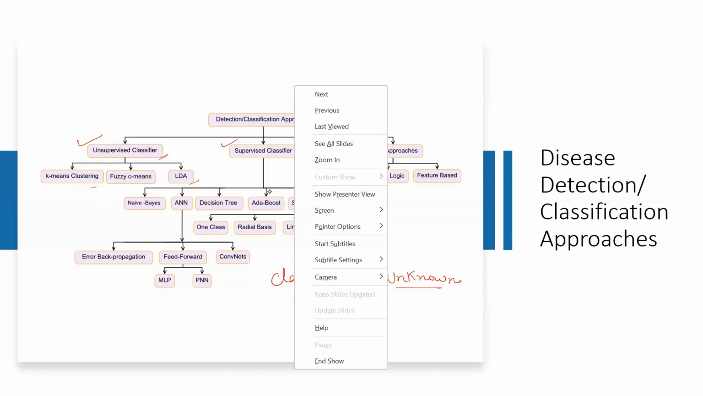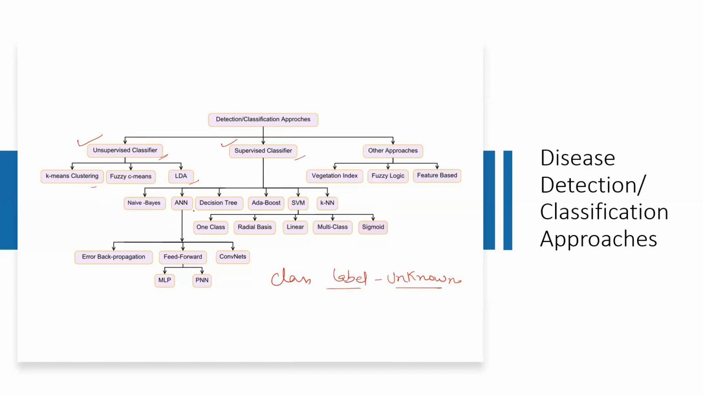In the case of supervised classifiers, we have naive-Bayes, ANN, decision tree, AdaBoost, SVM, KNN. So many classifiers we have. Depending upon the type of data and the type of requirements, you can select whether a convolutional network is important to you, whether a feed-forward network is important to you, or whether some naive-Bayes classifier is important to you. The data requirements for running those algorithms may be different.